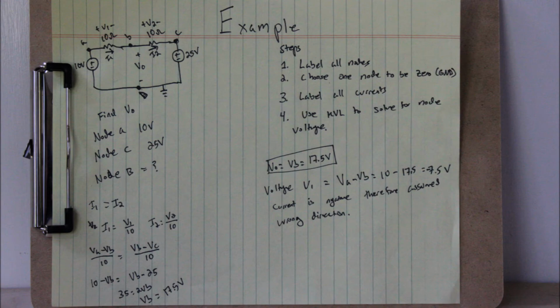The next step is to label all of my currents. From node A to node B, I have I1 flowing, and from B to C, I have I2 flowing. Using KCL, I can write a current relationship for node B. And since we are using resistors, I can use Ohm's law to convert that equation into a voltage relationship. From there, I can solve for the voltage at VB. Now, voltage VB is in reference to node D. Thus, in order to figure out what VO is, I must subtract node VD from VB. Therefore, VB is equal to VO.